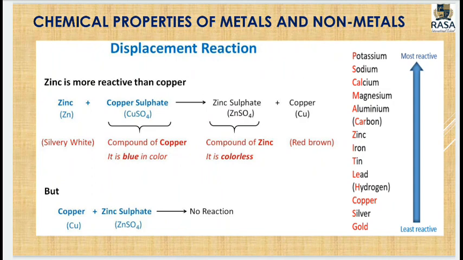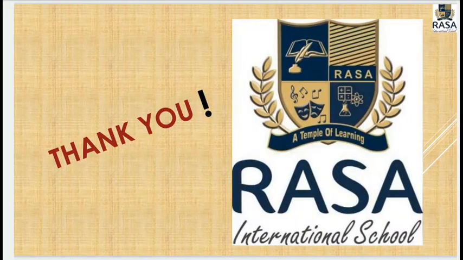So displacement reaction can take place if the metal which is alone is more active than the metal present in the metallic salt which is soluble, then the displacement reaction is able to take place, otherwise not. Thank you.